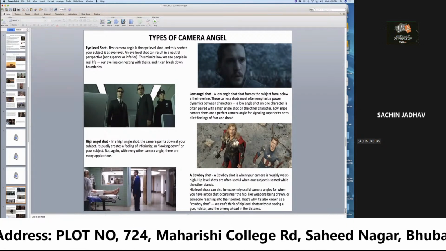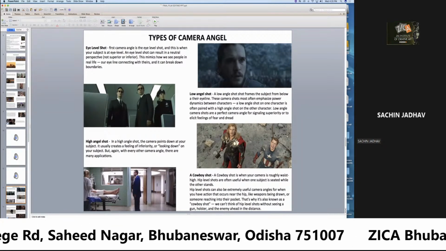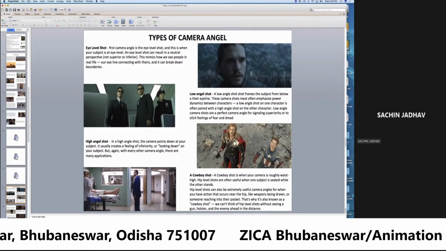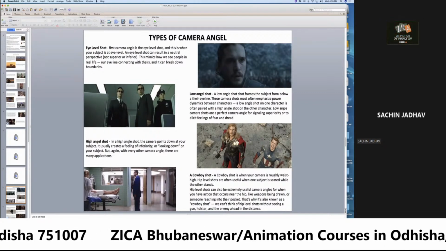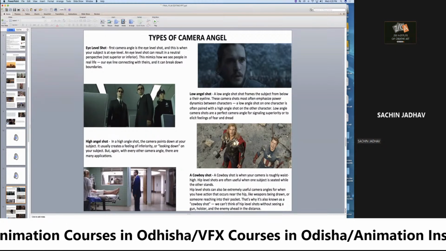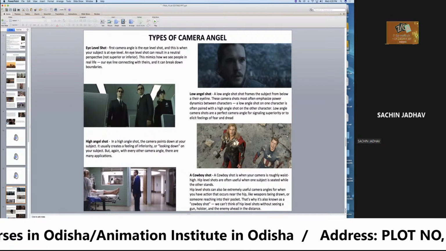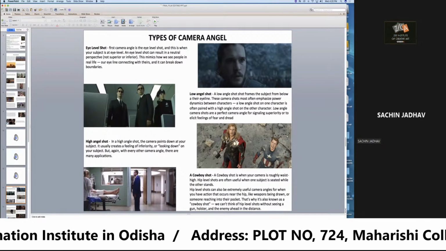So first is your eye level shot. The first camera angle is the eye level shot, and this is when your subject is at eye level. An eye level shot results in a natural perspective, mimicking how we see people in real life, with eye line connecting with them, and it can break down boundaries.